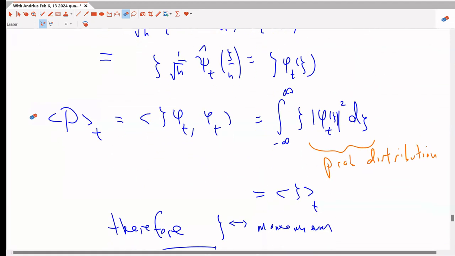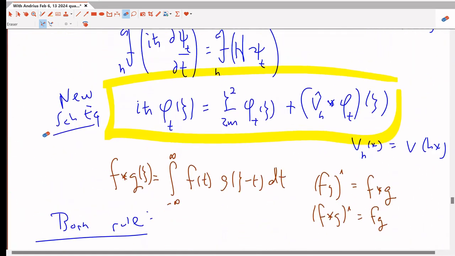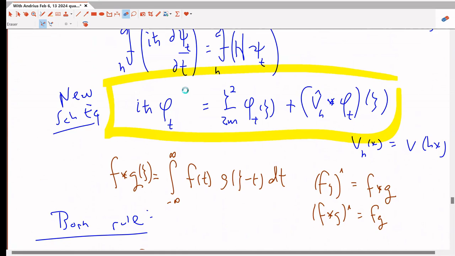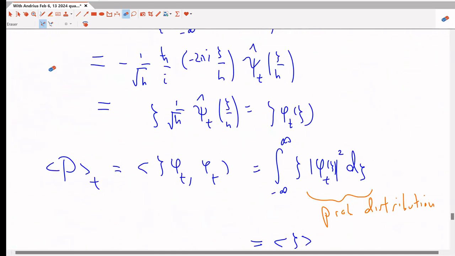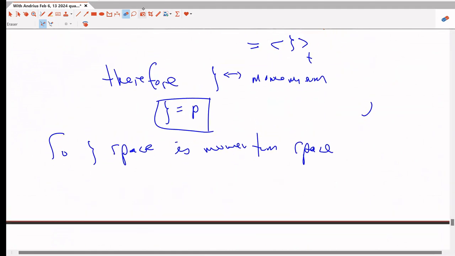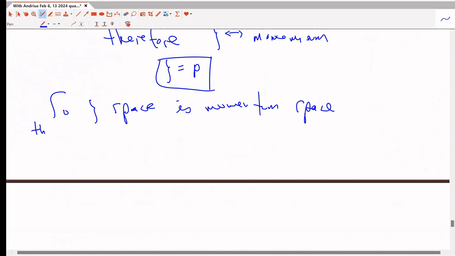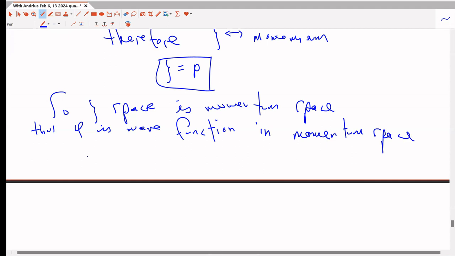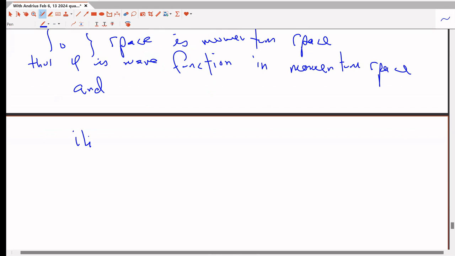So what are we doing? This whole thing is just to get us into momentum space and get us thinking of zeta as momentum. Now we can do the calculation. In momentum space, phi is the wave function in zeta space, which is momentum space. And i h bar d phi dt is equal to H phi in momentum space.